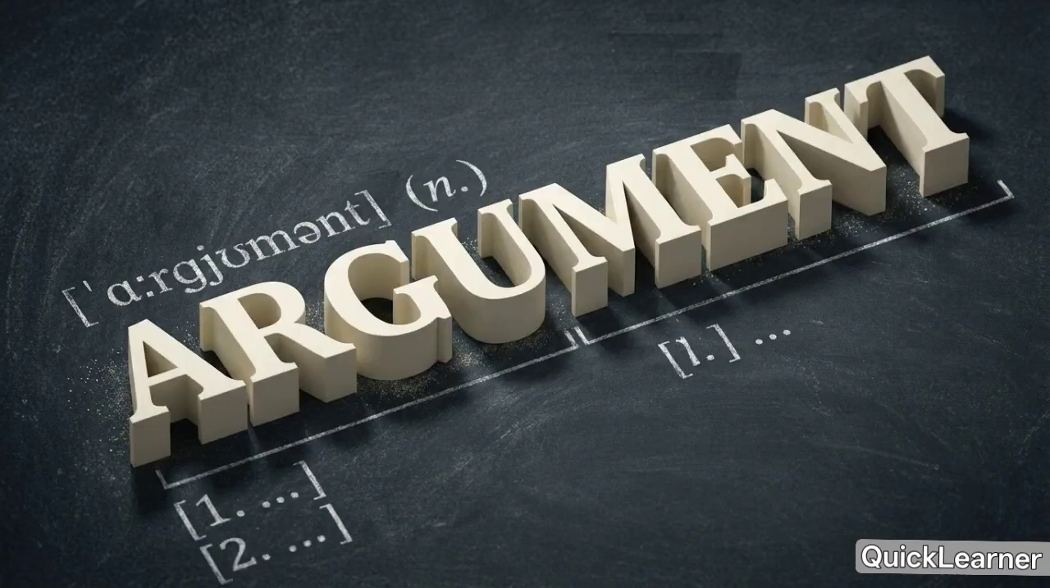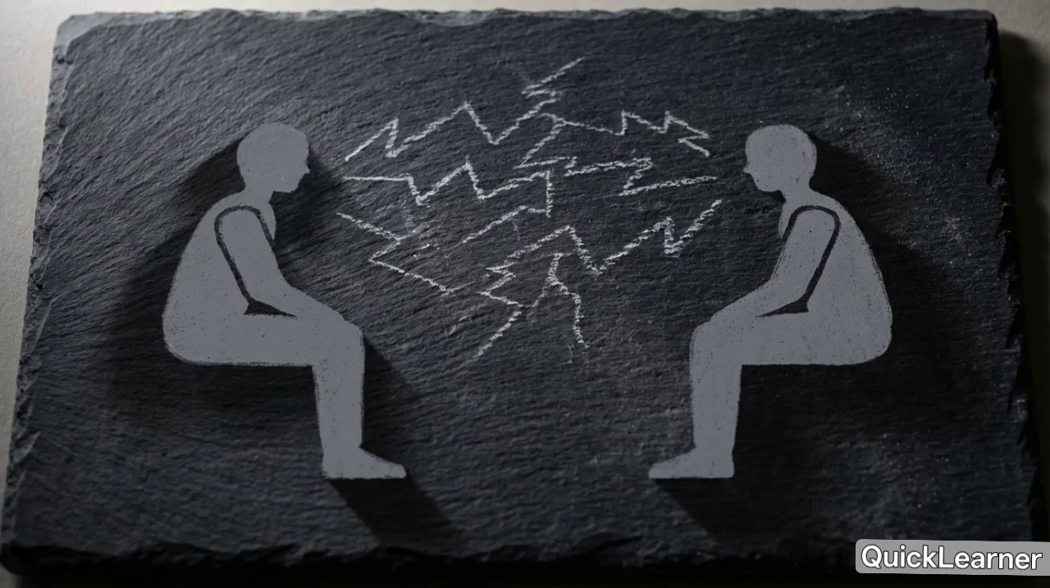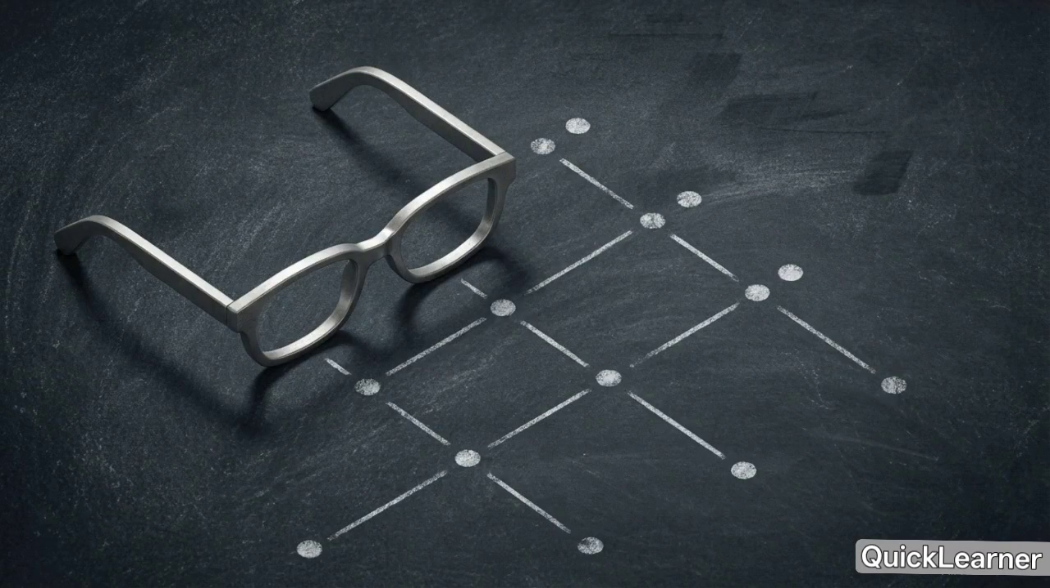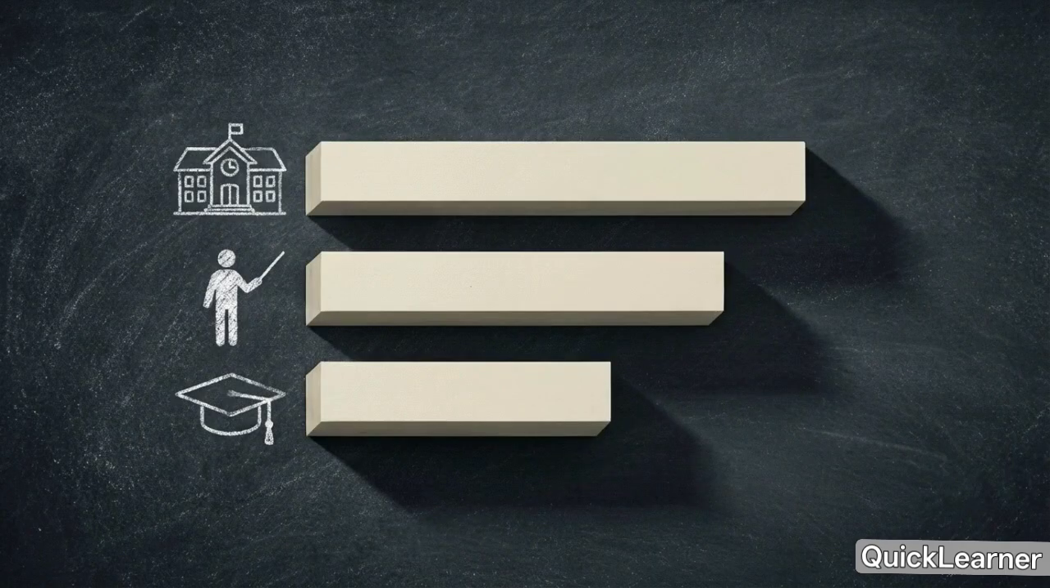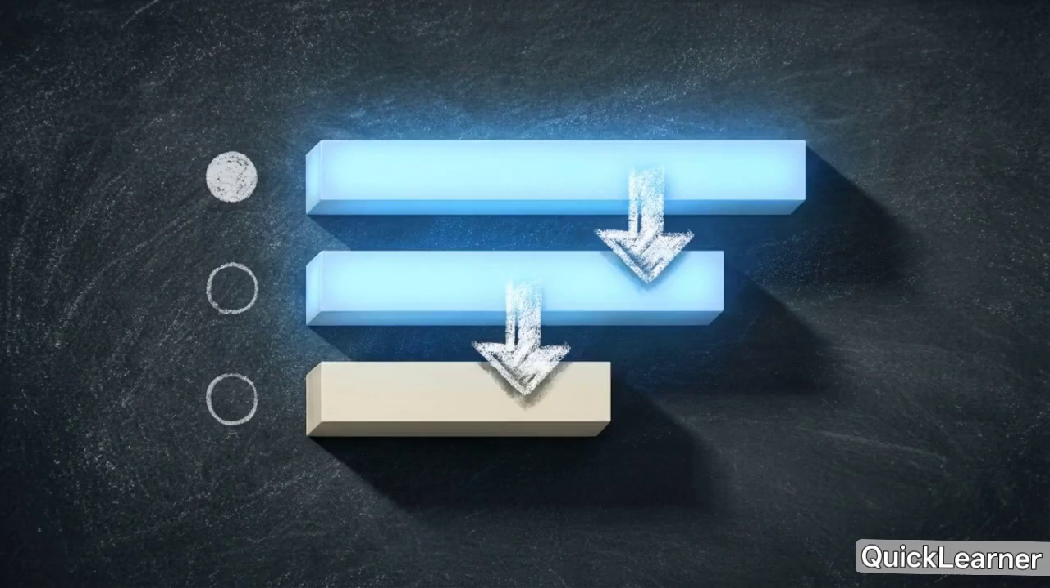First, let's establish what an argument actually is. In daily life, an argument usually means a fight or a disagreement. In logic, it simply means giving reasons to prove a specific point. Let's take a simple scenario. All teachers are educated. Rita is a teacher. Therefore, Rita is educated. Here, the first two statements are giving support to the final statement.